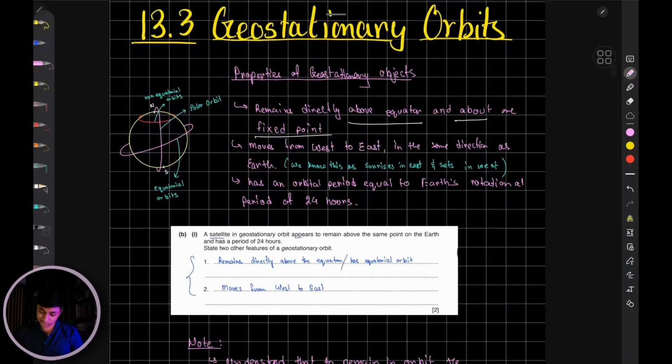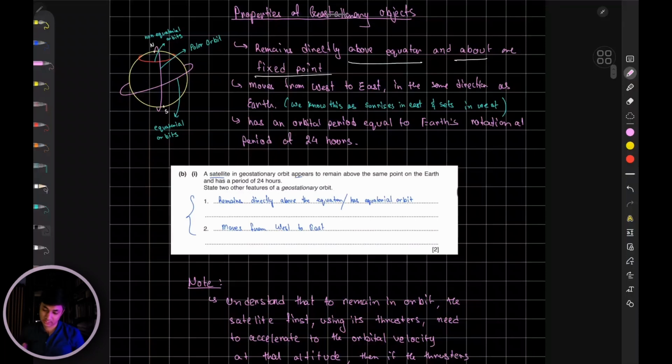So now let's look at a question. A satellite in geostationary orbit appears to remain above the same point on Earth and has a period of 24 hours. State two other features of a geostationary orbit. One, it remains directly above the equator, as mentioned, an equatorial orbit, and two, it moves from west to east, as mentioned.